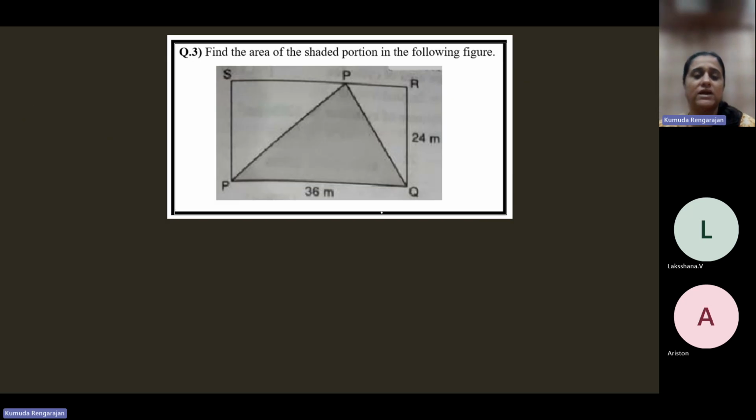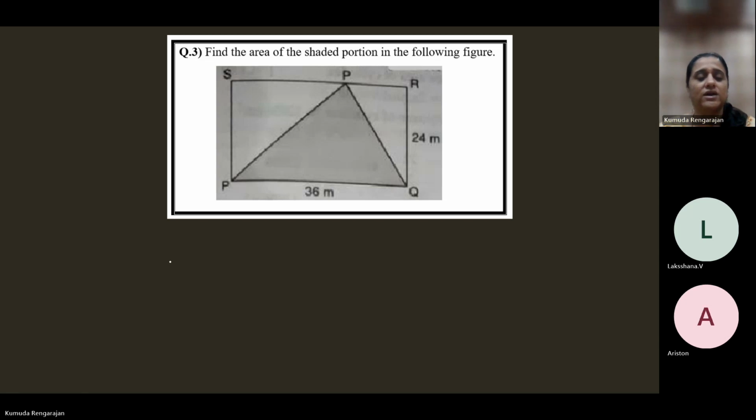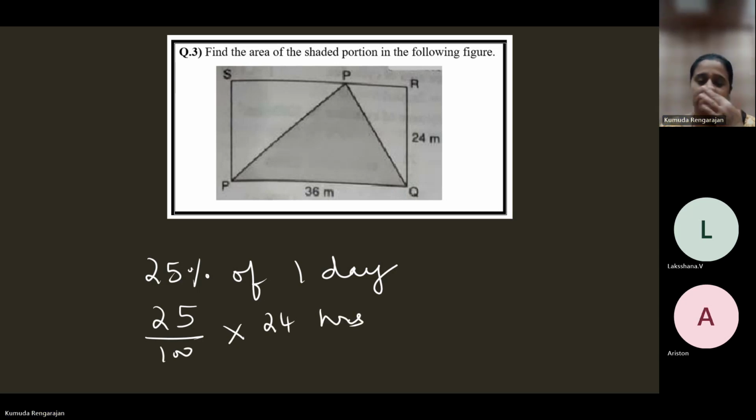Now, I'll tell you in 1 minute. When you were in 6th or 7th standard, if you had to find 25% of 1 day, you would have worked it like this. 25% is 25 by 100, of is into 1 day. You will take it as 24 hours, not write 1 here, and you'll simplify this and give the answer.